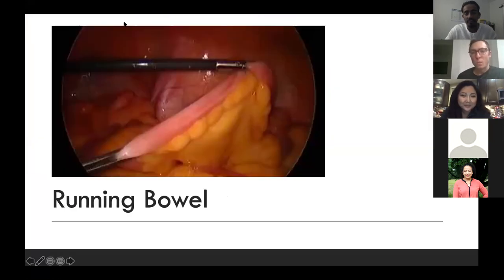And another one here, I couldn't find a picture of any of us doing it, but this is running the bowel. Essentially this station is, you have a huge loop of pig bowel in a box, similar to how the laparoscopic cholecystectomy was set up. And there's a bunch of balloons in there and clips attached to different parts of the bowel.